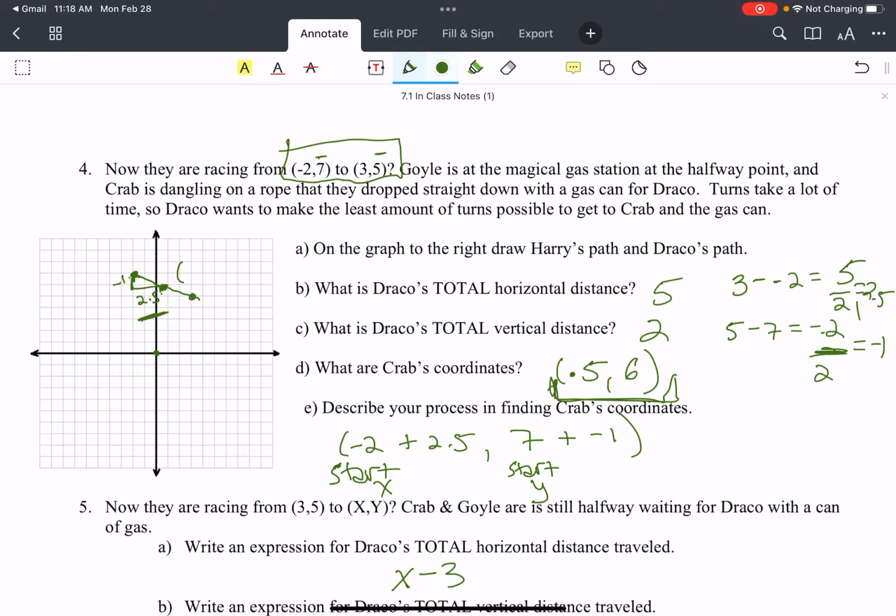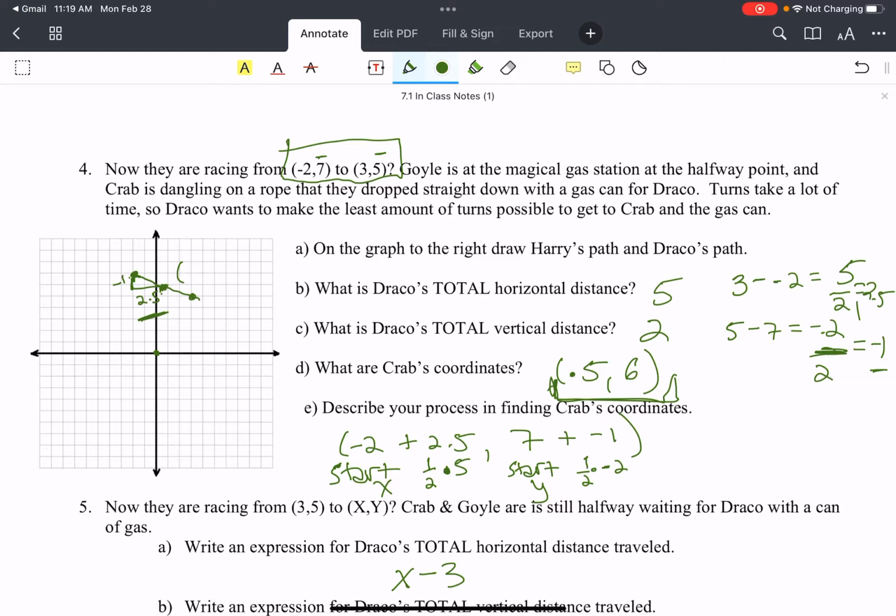Yeah, it's my horizontal distance cut in half, right? So the 2.5 came from doing half of 5. And my -1 came from doing half of my vertical distance. You guys with me?